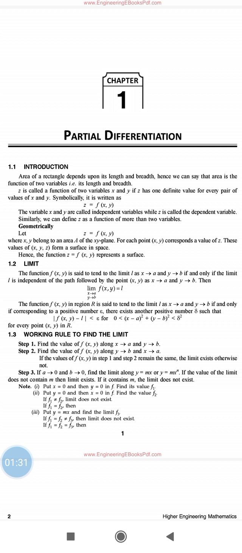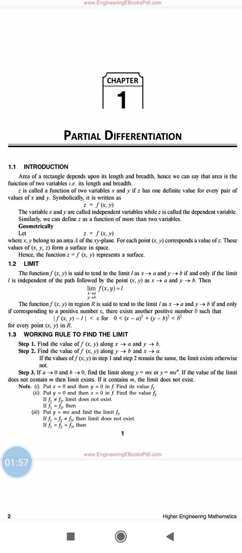What is the geometrical interpretation here? z equal to f of x, y, where x, y belongs to an area A of the xy plane or coordinate axis. For every ordered pair x, y corresponds a value of z. These ordered triplets x, y, z form a surface in space, and hence the function z equal to f of x, y represents a surface.